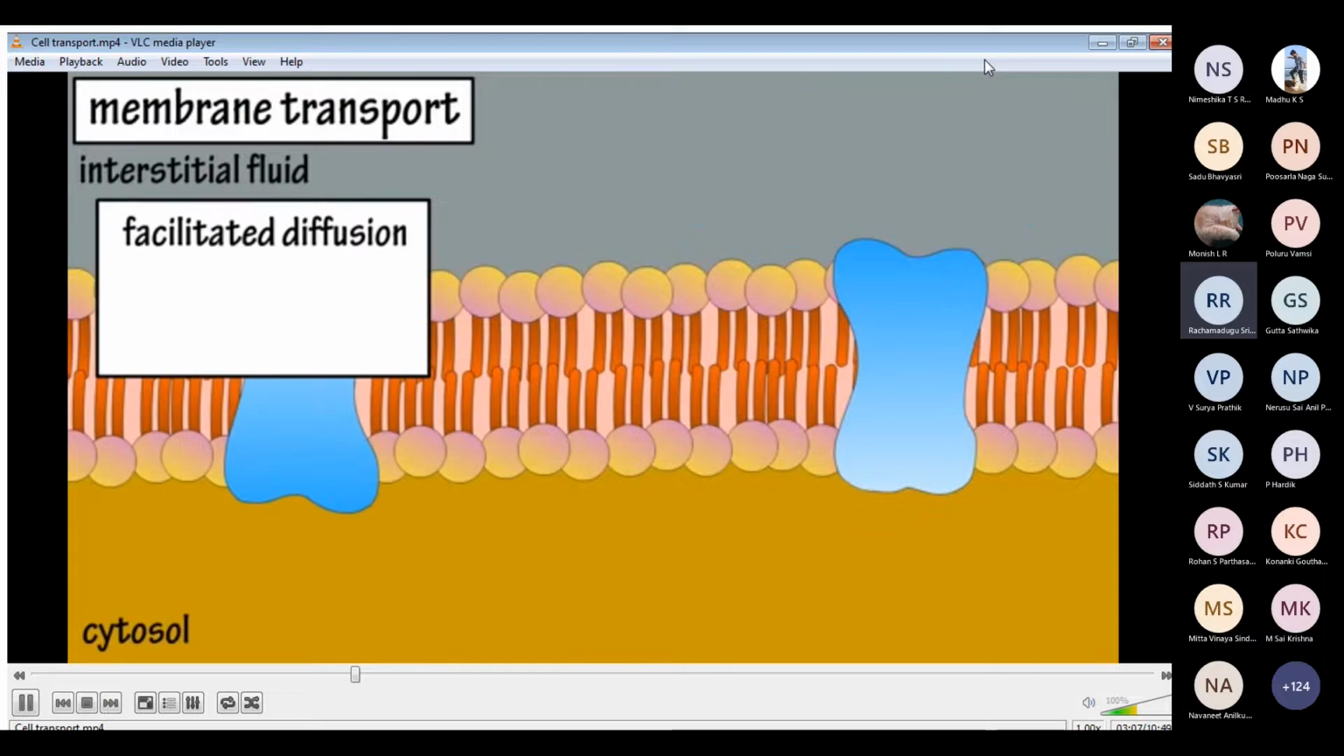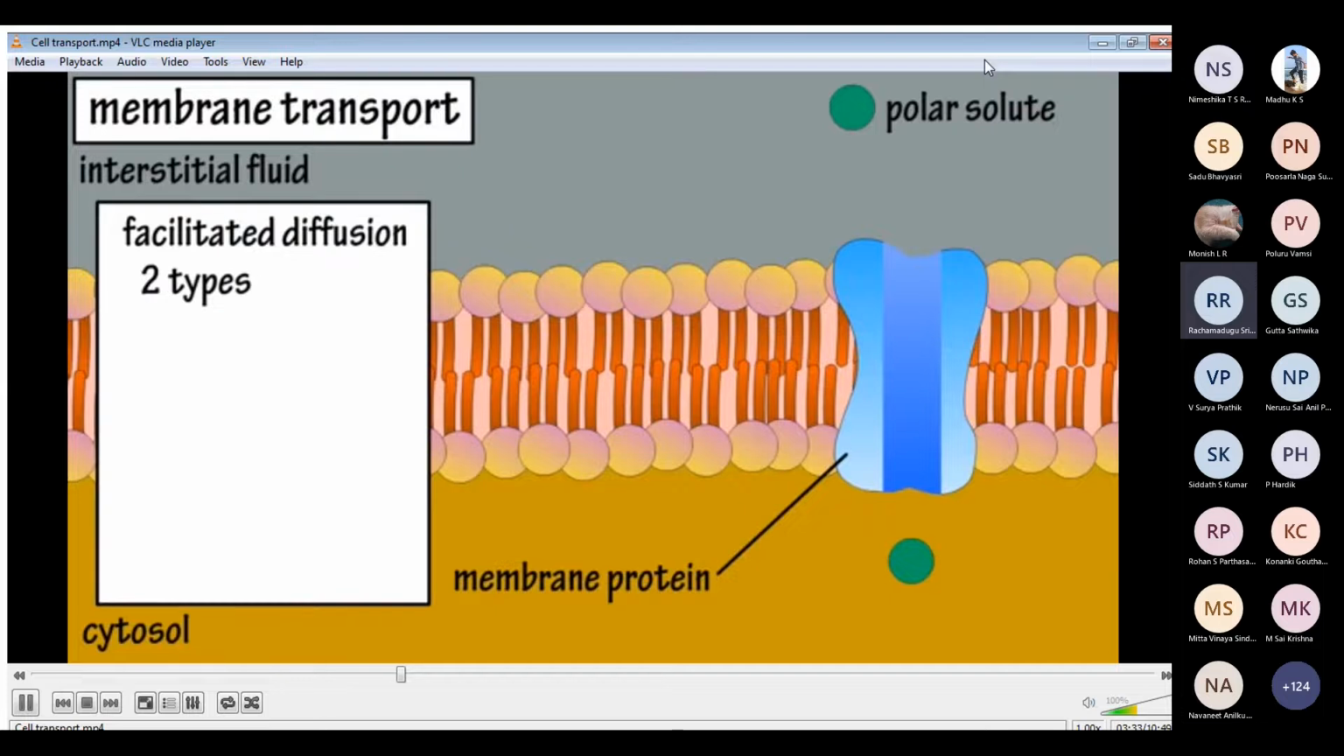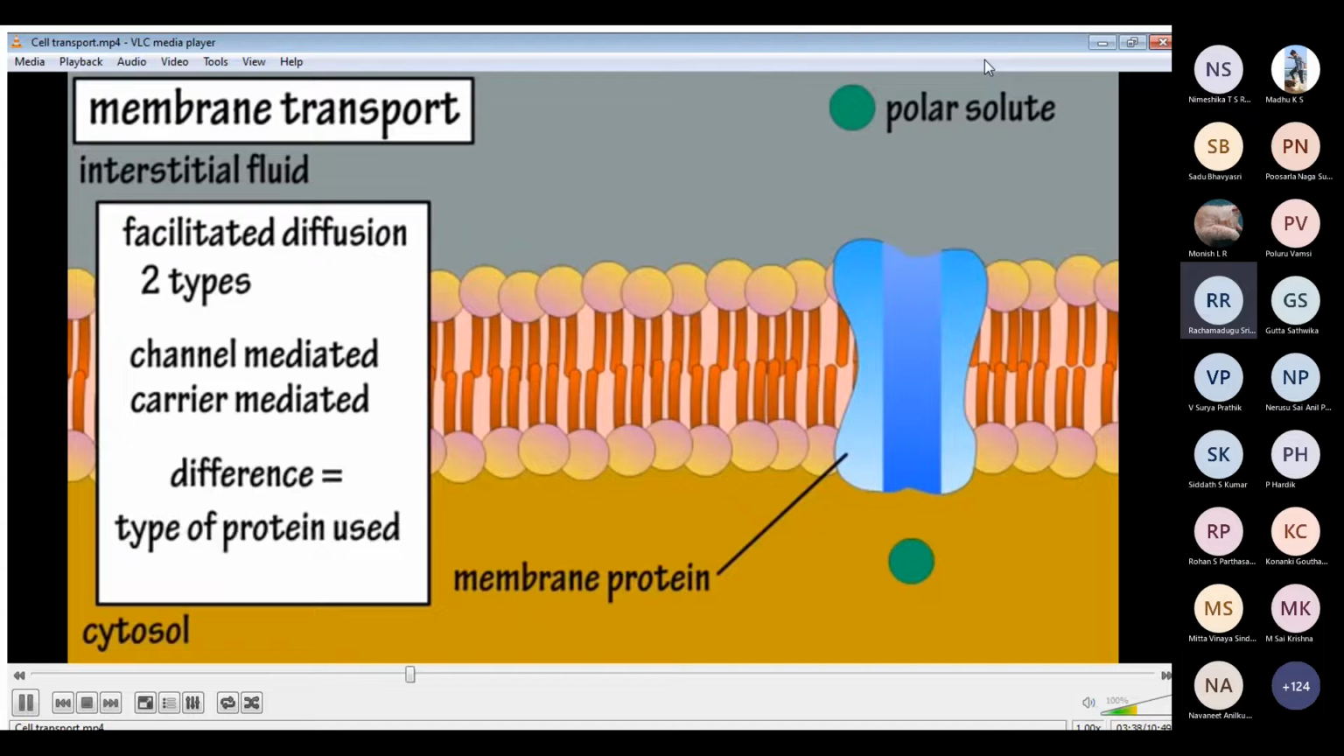The second type of diffusion is facilitated diffusion. This applies to solutes that are small and either charged or polar. Because these solutes are polar, the nonpolar phospholipid bilayer blocks them from passing through the membrane and into or out of the cell by simple diffusion. However, they can pass into and out of the cell with the assistance of plasma membrane proteins through a process called facilitated diffusion. There are two types of facilitated diffusion: channel-mediated diffusion and carrier-mediated diffusion. The difference between the two is the type of transport protein used to move the substance across the membrane.